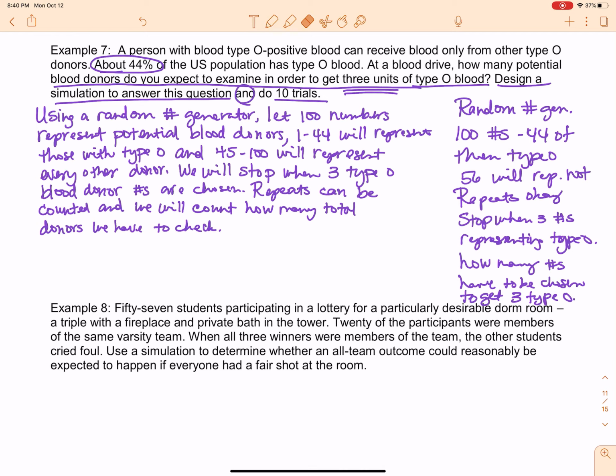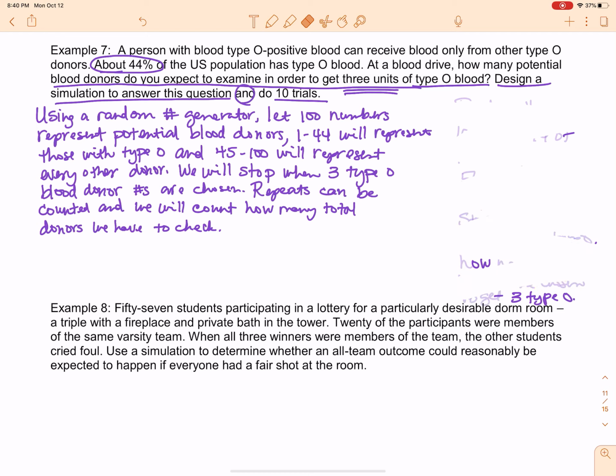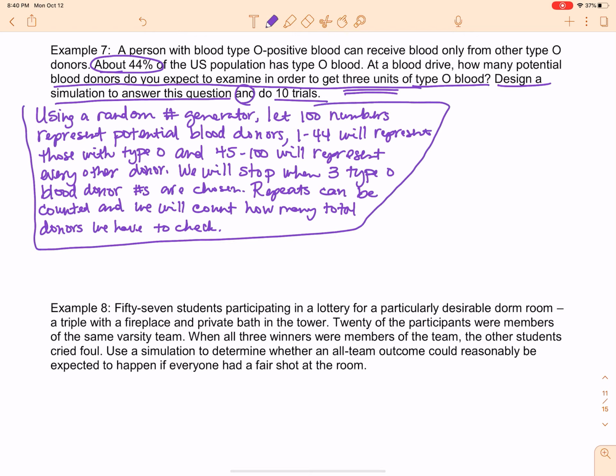So again, just like I did on the last problem, I'm going to erase all of my notes over here, and I'm going to use that space to carry out my trials. Okay, so again, these are the directions. They have nothing to do with the trials themselves, how many trials I run. These are the directions for each of the 10 trials. So how am I going to do this?